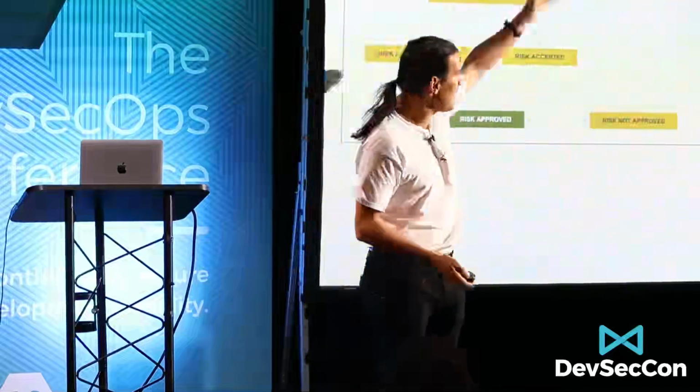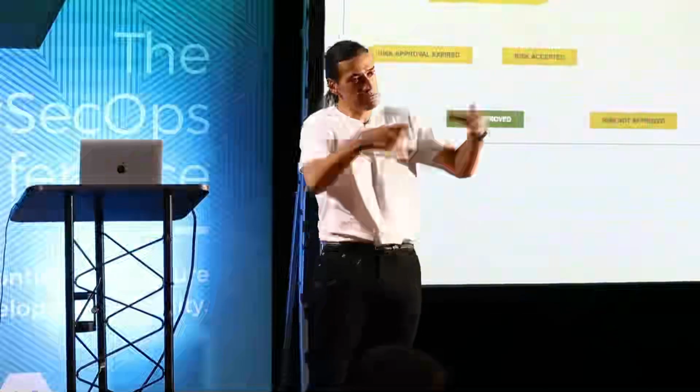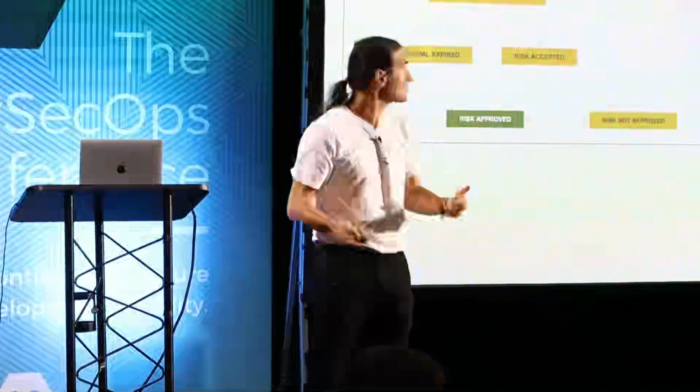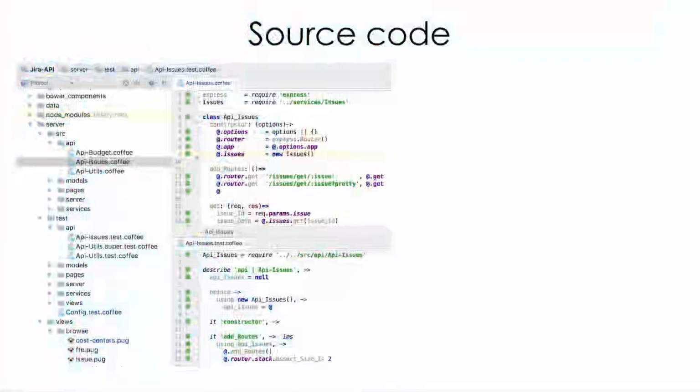But we do the same thing for tasks, we do the same thing for budget items. Basically, we go crazy, right? Like we literally are creating workflows after workflows after workflows, and we keep redefining them because we now view that everything we do becomes a kind of a graph, becomes a workflow, and you connect the dots. And that becomes very powerful. And of course, source code is a graph.